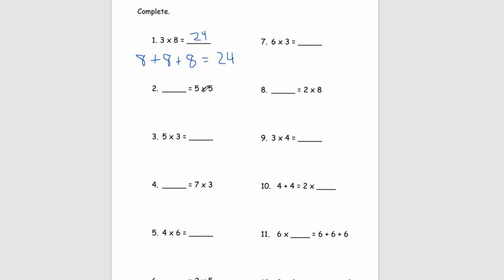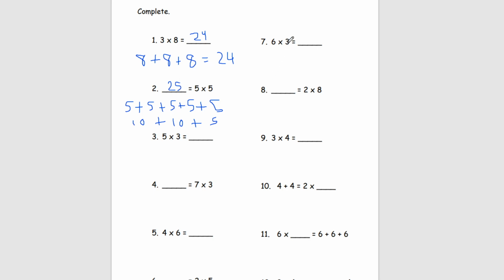Number 2, we have 5 times 5, and that tells us that 5 is being added 5 times. So 5 plus 5 plus 5 plus 5 plus 5. Then we can just add these all up. So 5 plus 5 is 10, 5 plus 5 is 10, and we have this other 5 right here. Add the two tens together, we have 20, and then plus 5 is 25. And so our answer for number 2 is 25.